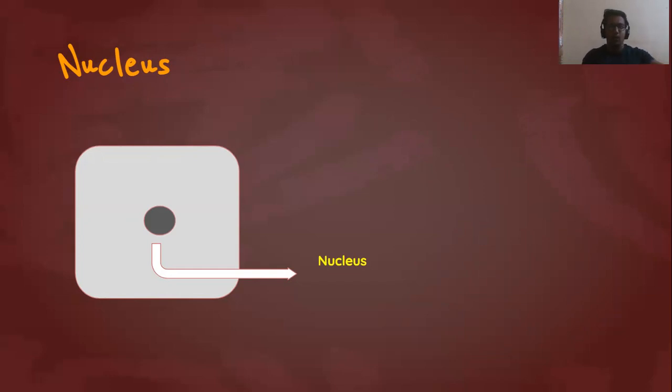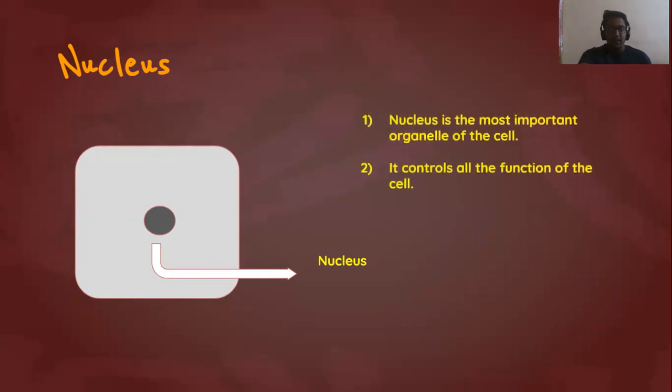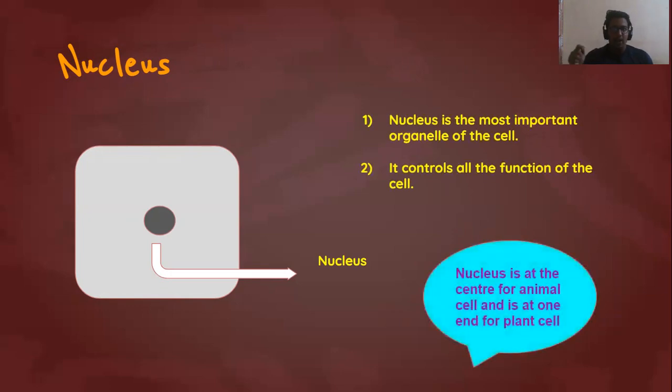अगर सेल को खाना खाना है तो न्यूक्लियस बोलेगा कि ये पार्ट उसको खाना दे दे. Nucleus is the one who controls. Nucleus doesn't do any particular function, but nucleus controls all the functions. It's like a king there. Okay, it is a very important organelle of the cell.